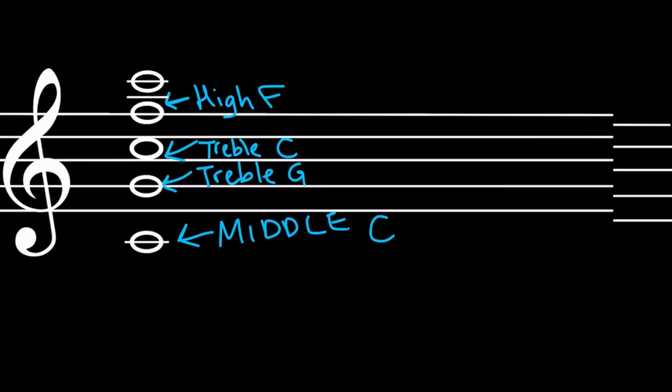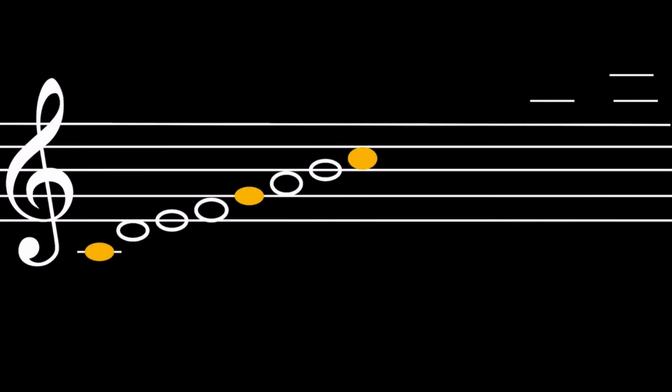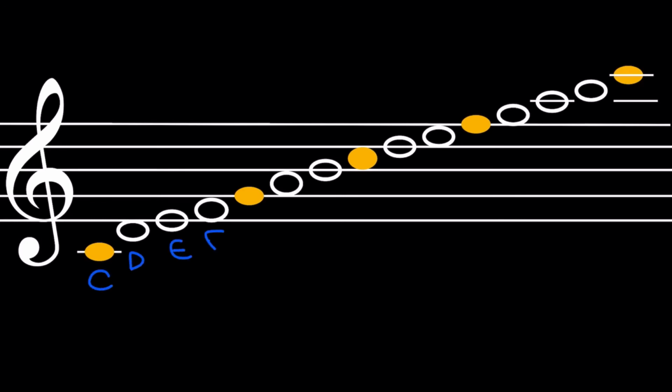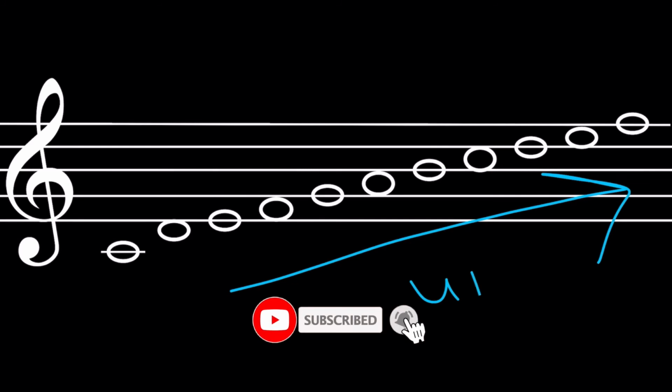So if you remember these notes, middle C, treble G, treble C, high F, and high C on the treble clef staff, then you can count all the lines and spaces to figure out the other notes in between. So C, D, E, F, G, A, B, C, D, E, F, G, A, B, C. And that way you're able to figure them out more quickly than if you were to just count from middle C per se.